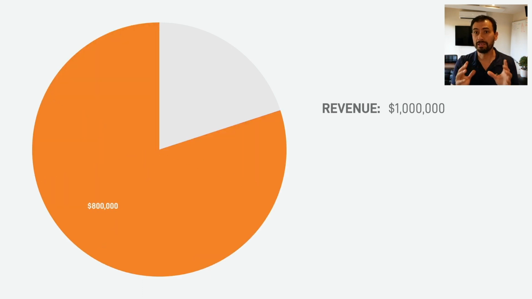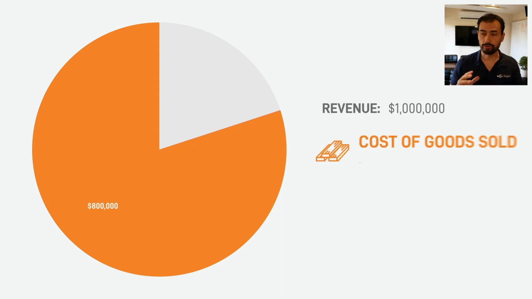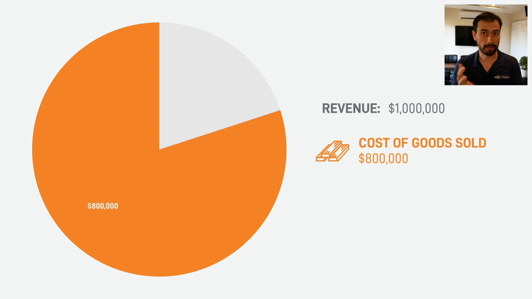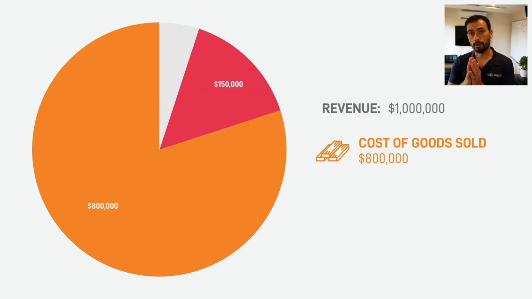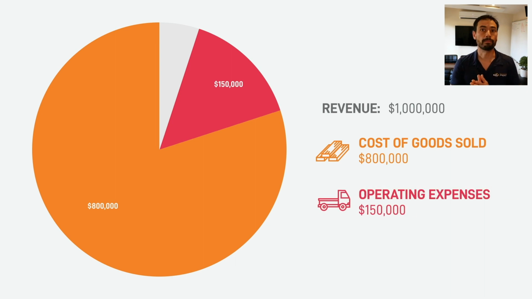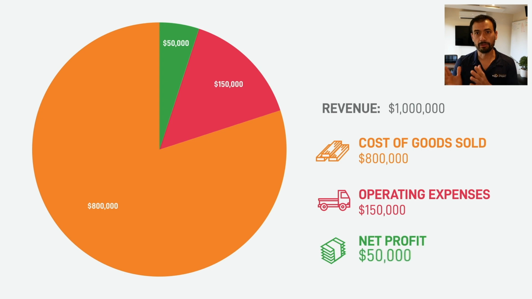$800,000 of that $1 million in revenue goes to cost of goods sold. That is our materials, our subcontractors, all that type of stuff. $150,000 of that $1 million goes to paying expenses, our operating expenses. That leaves us with about $50,000 in net profit.